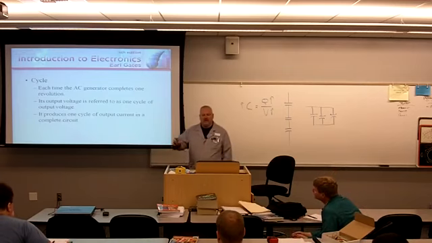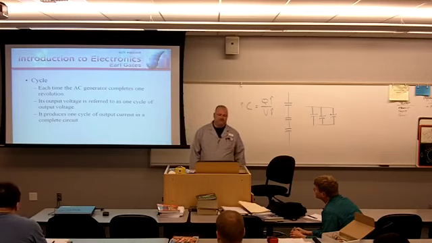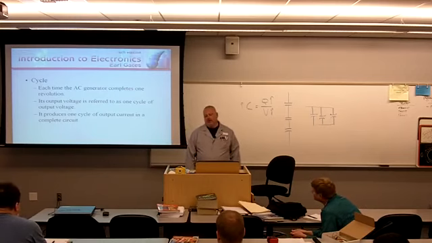Cycle: each time the generator completes one revolution, we call that a cycle. Its output voltage is referred to as one cycle of output voltage. It produces one cycle of output current in a complete circuit. Key word is in a complete circuit.